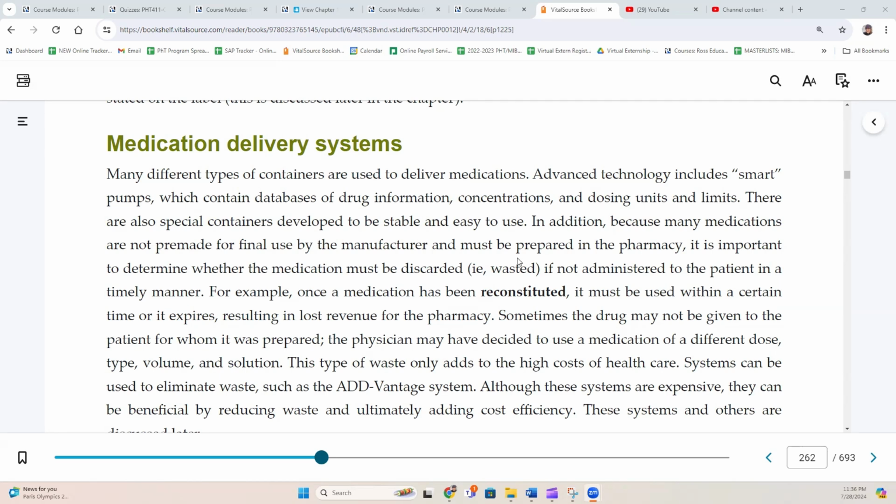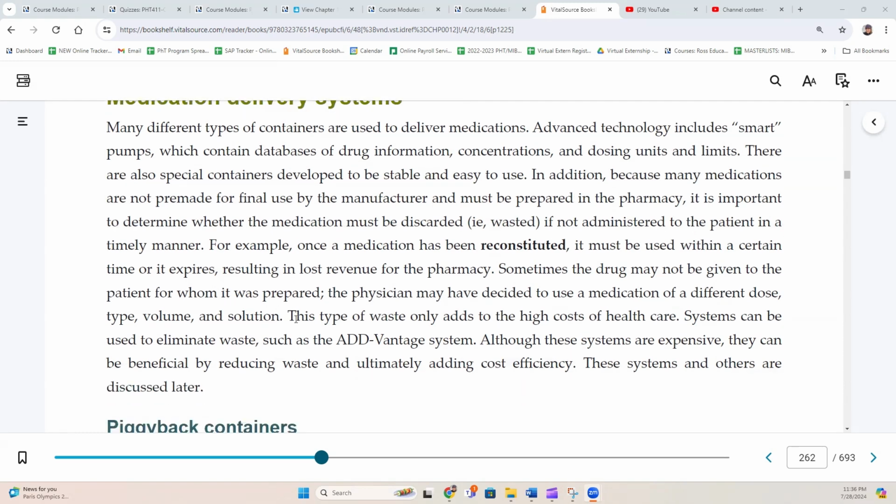Sometimes the drug may not be given to the patient for whom it was prepared. The physician may have decided to use a medication of a different dose type, volume, and solution. This type of waste only adds to the high cost of healthcare. Systems can be used to eliminate waste, such as the Advantage system. Although these systems are expensive, they can be beneficial by reducing waste and ultimately adding cost efficiency.